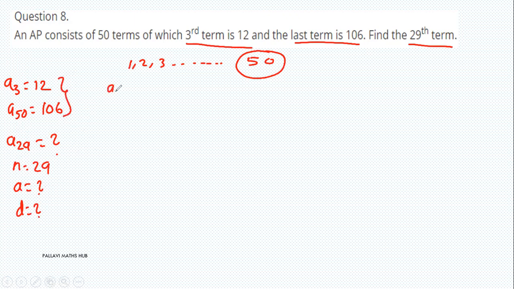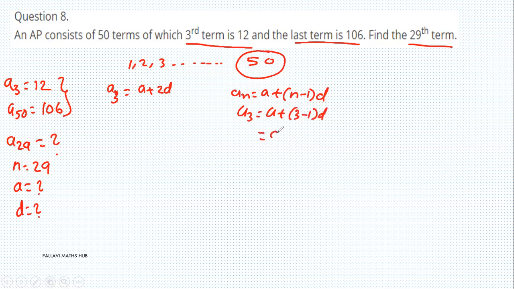So write down A3. Instead of substituting all the formula a plus n minus 1 into d, directly you can write A3 is equal to a plus 2d. How do we get 2d? You know the formula, an is equal to a plus n minus 1 into d. A3 is equal to a plus 3 minus 1 into d. So a plus 3 minus 1 is 2d. Look here, I skipped these two steps. Instead of writing all this, directly you can write a3 is equal to a plus 2d. I hope you understood how to write this.